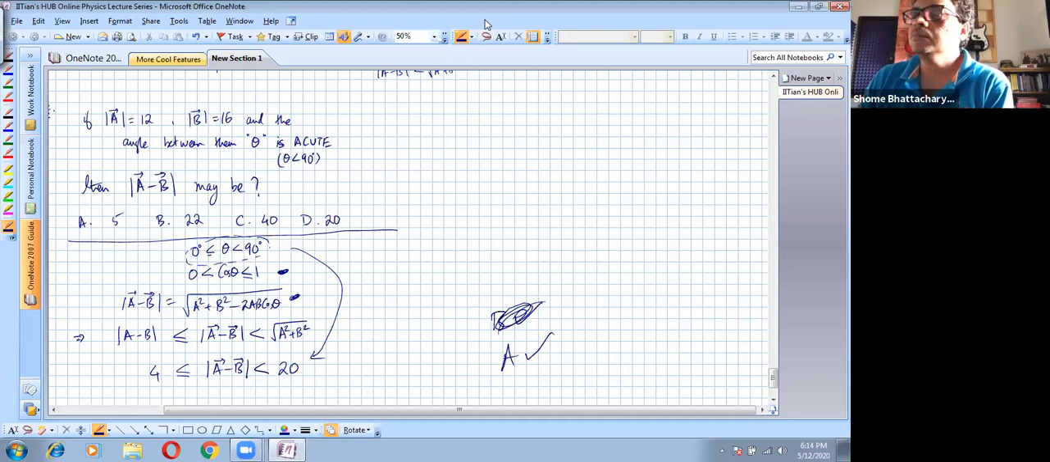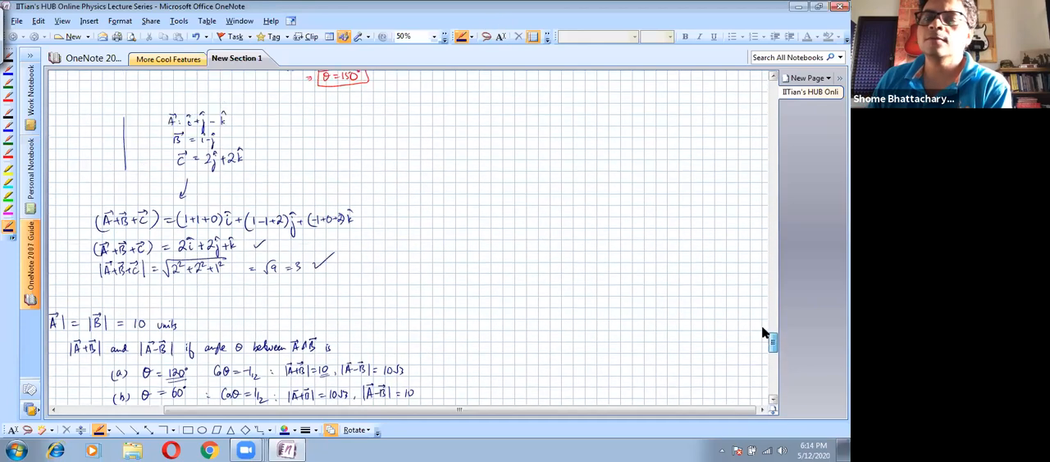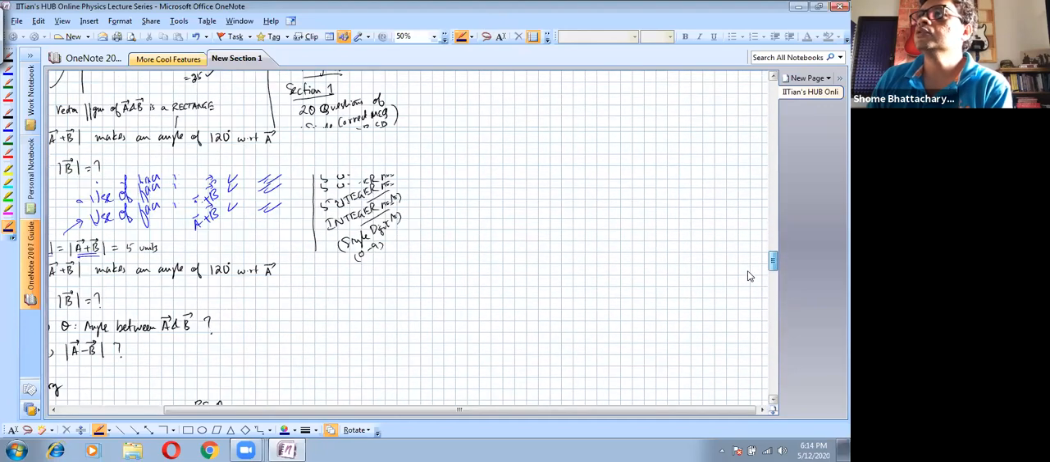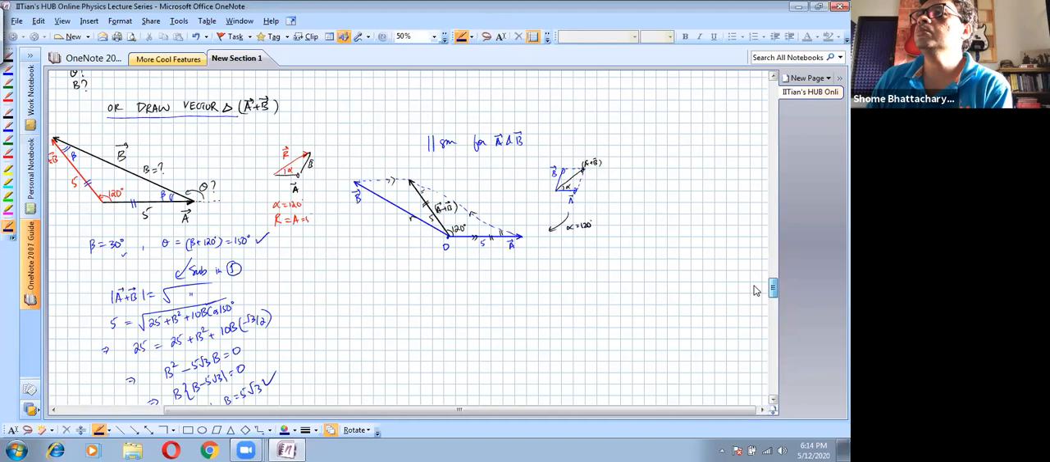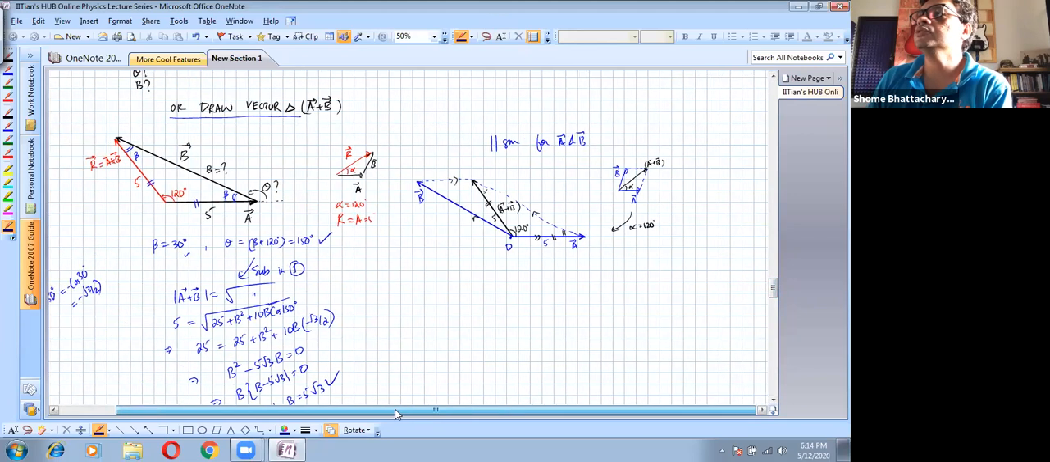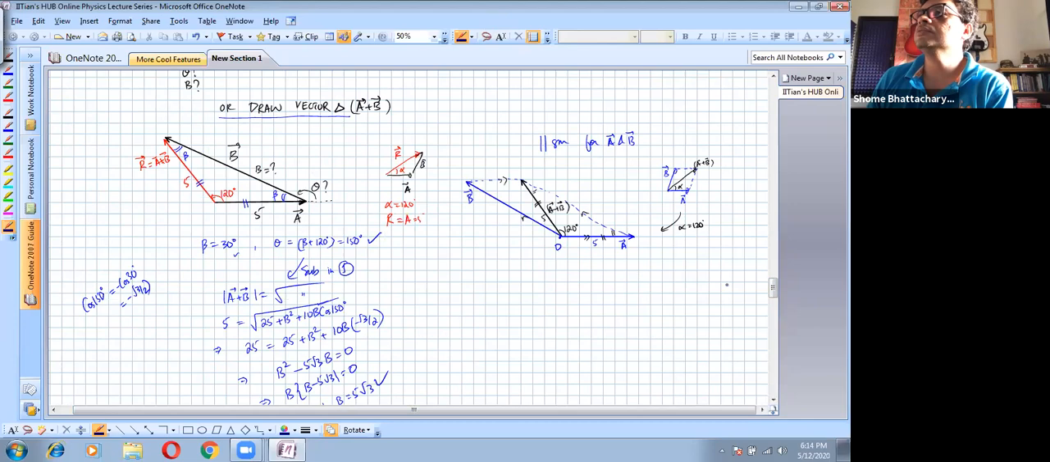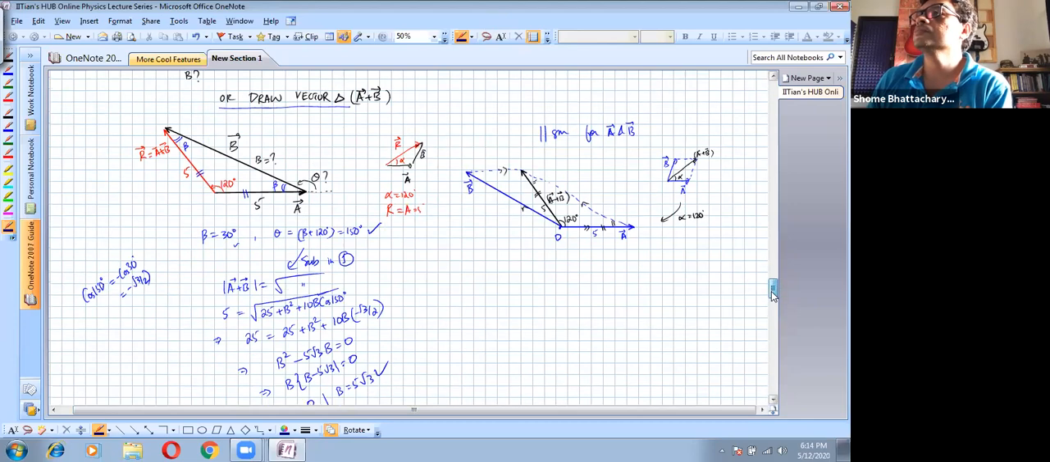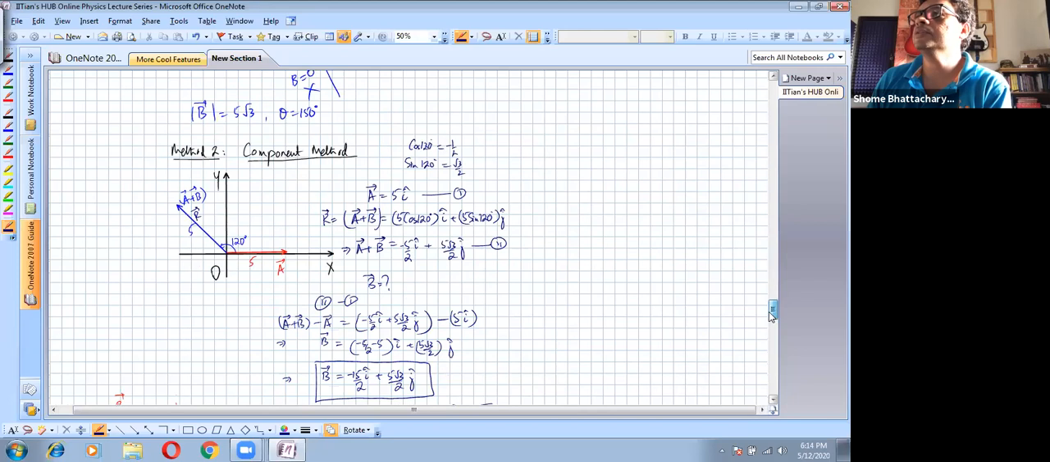If you just revise the last 2 or 3 lectures, the earlier lectures you need not do. The last 2 or 3 lectures, from the time we started the triangle law and then through components and components in 3D. The isosceles triangle question I did by both methods. So we solved the isosceles triangle problem by both the component method as well as the geometrical method.